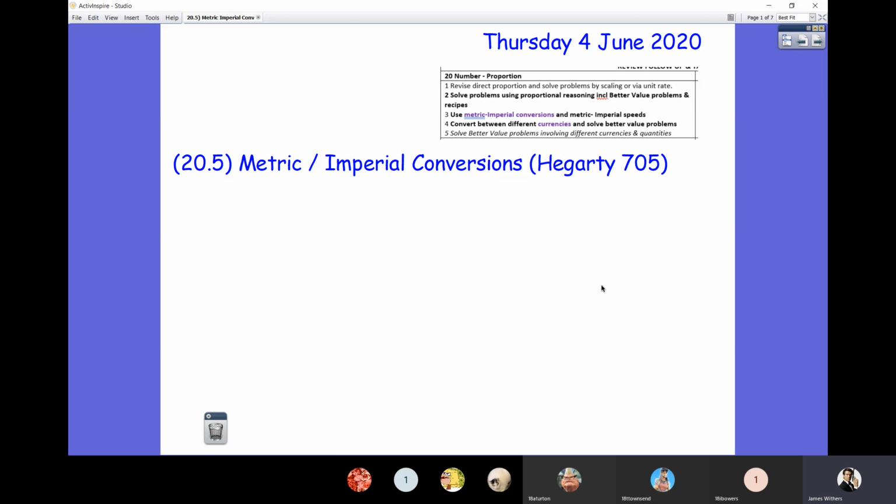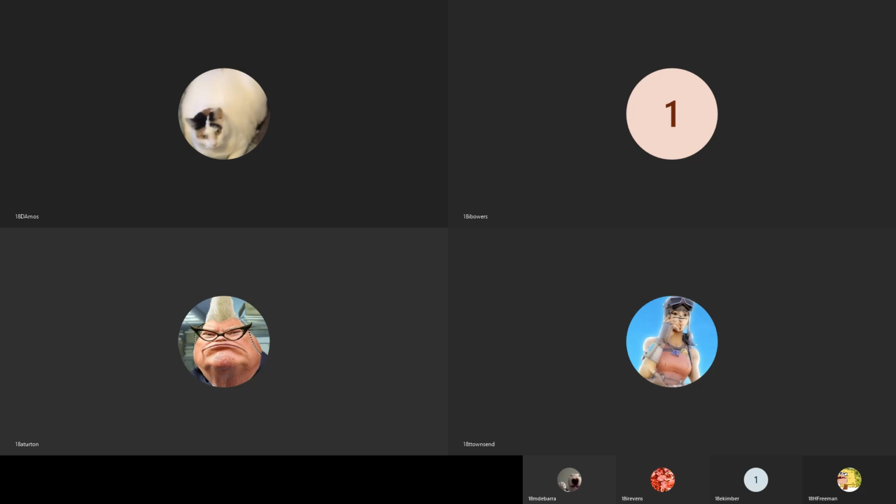Okay, so as you can see from the scheme of work, we're still working our way through all this proportional business. The next bit we've just got to look at is metric imperial conversions. Metric is all the modern day stuff, the centimeters and meters, and the imperial measurements are really the older style ones. So we do need to be able to move between the two, and it will be a Hegarty.